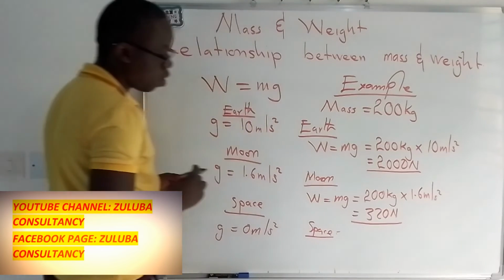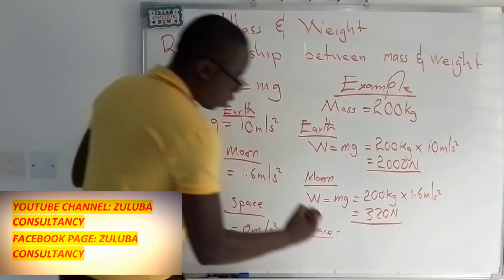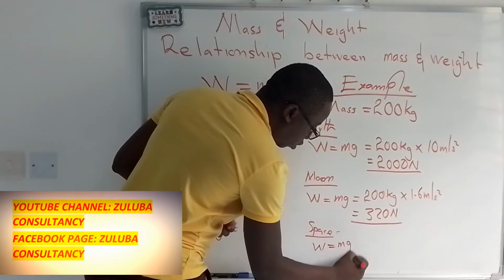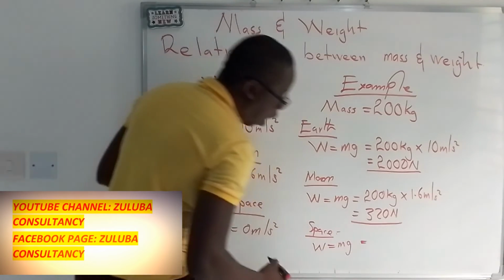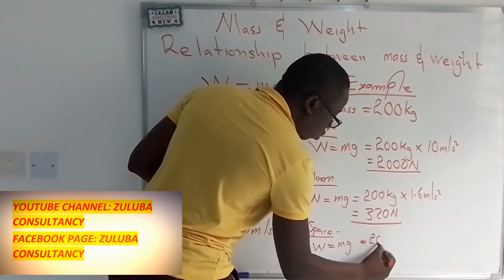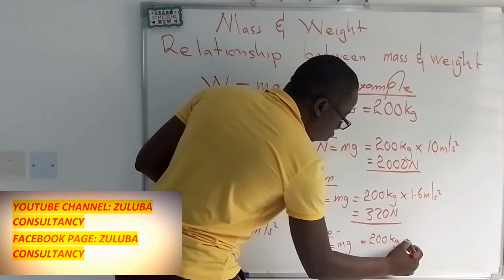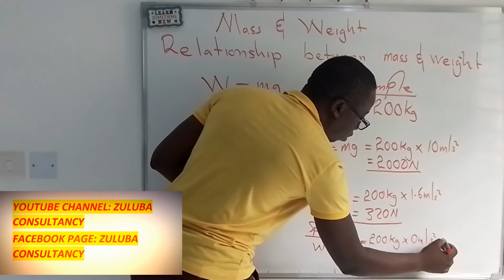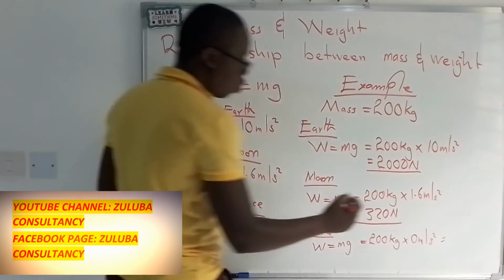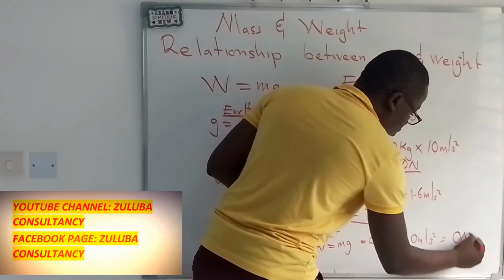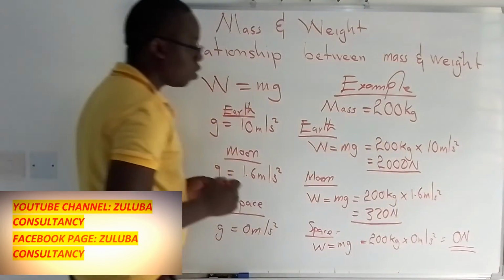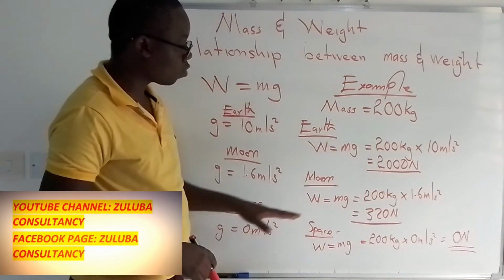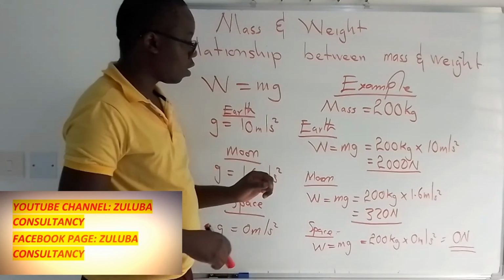Then let's look at in space. What will be the weight in space? Remember, the formula is weight is equal to mg. So our m is 200 kg. We are multiplying it with 0 meters per second squared. What are we going to get? We'll get 0 newtons. So from this, you can notice that we have 3 different weights of the same object.